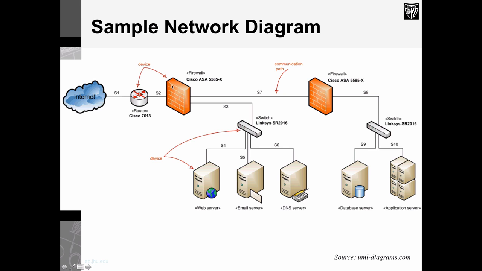This is a sample network diagram that we might see in a corporation. On the left hand side we have an internet connection which typically gets connected to a router. In this diagram we are using a Cisco router, and we see two firewalls here. This is firewall number 1 and firewall number 2.